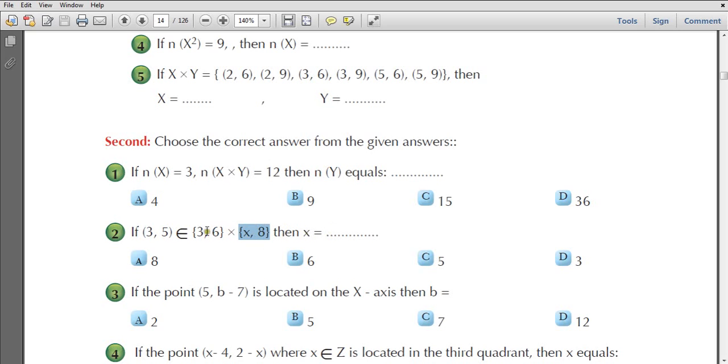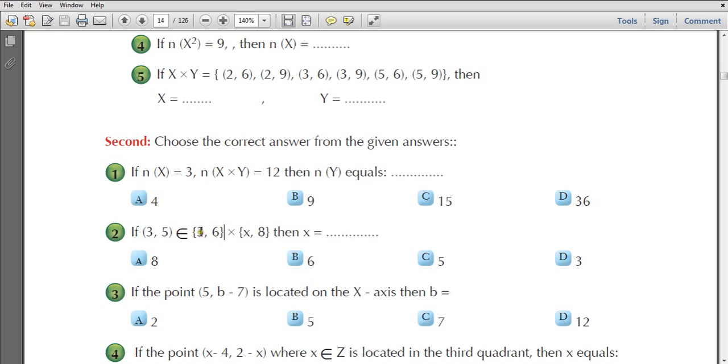Okay, the Cartesian product of these two sets produces a set of ordered pairs. The first ordered pair, for example, is (3, x). The second ordered pair is (3, 8). Another ordered pair, (6, x), and (6, 8).